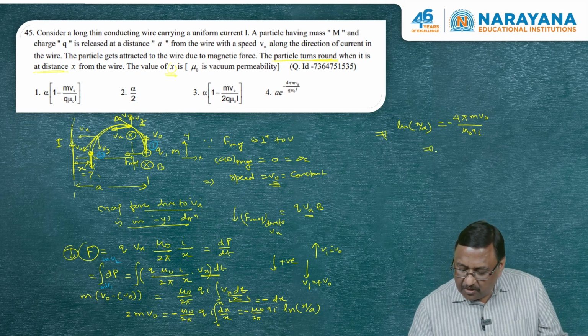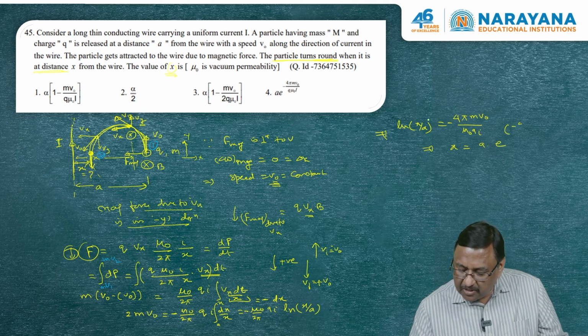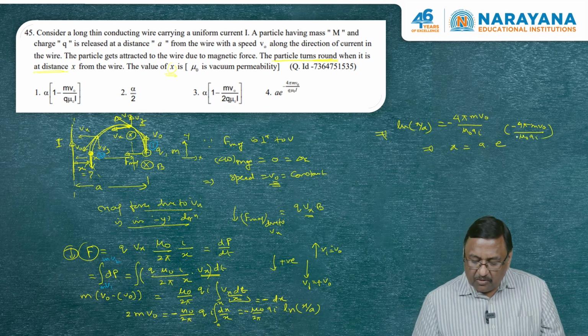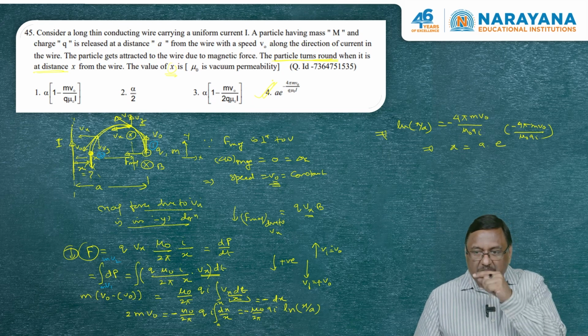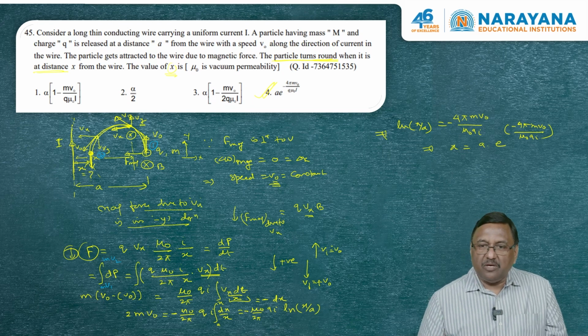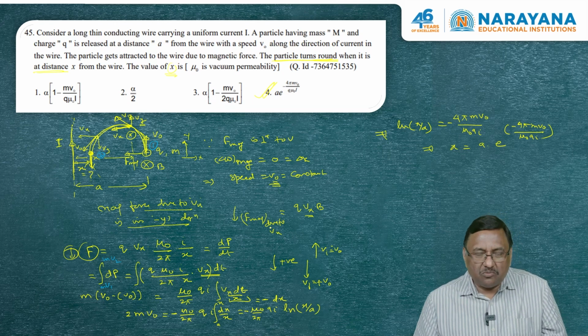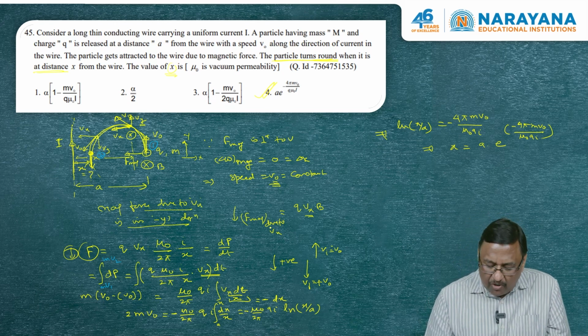So this simply implies what? X is equal to a times exponential of minus of 4 pi mv naught divided by mu naught into qi. That's the value. So that means option 4 is the right option for this question. Try to understand this question in a very simple way. Just see what we are writing and how we are proceeding in this question. If you use this relation, otherwise the solution of this question is very, very long. But try to learn this methodology, how we are using this force relation.